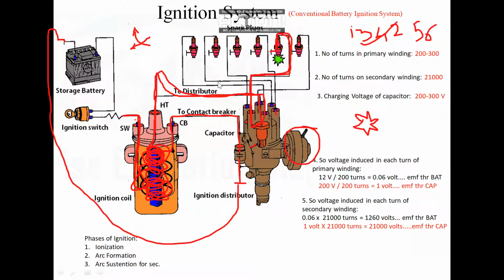Now you may ask how the rotor or the distributor is supposed to rotate. We are giving power to the distributor through this shaft. This shaft from the rotor is coming out this way, and there is one gear arrangement made here. This gear is meshed with the gear of the camshaft.